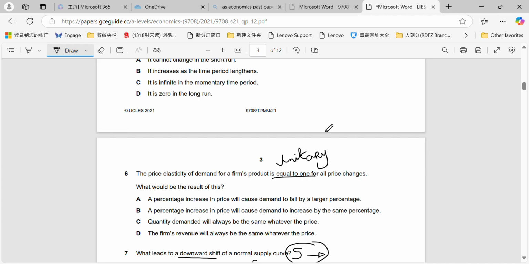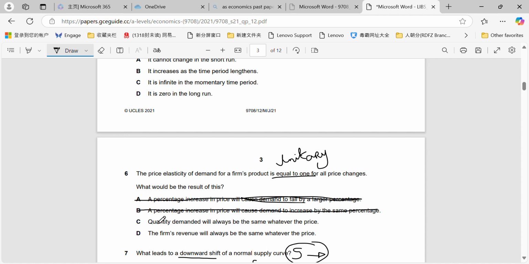So what will be the result of it? Percentage change in price will cause demand to fall by a larger percentage. Not true. Demand will fall by the exact same percentage. Demand to increase by the same percentage. Not true. Increase in price will cause demand to fall by the same percentage, not to increase.